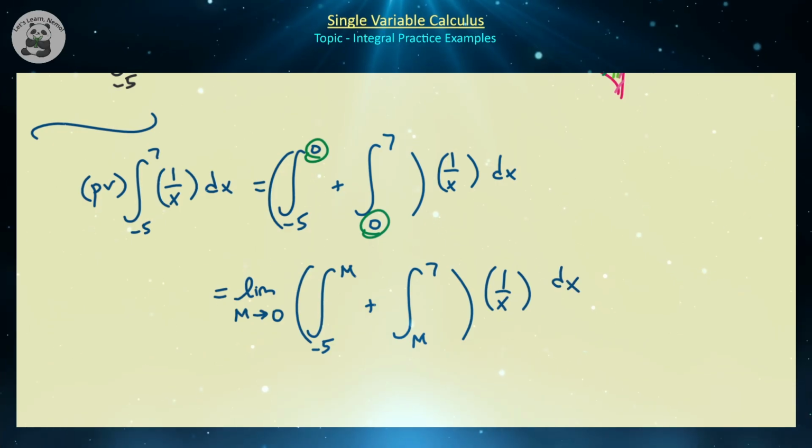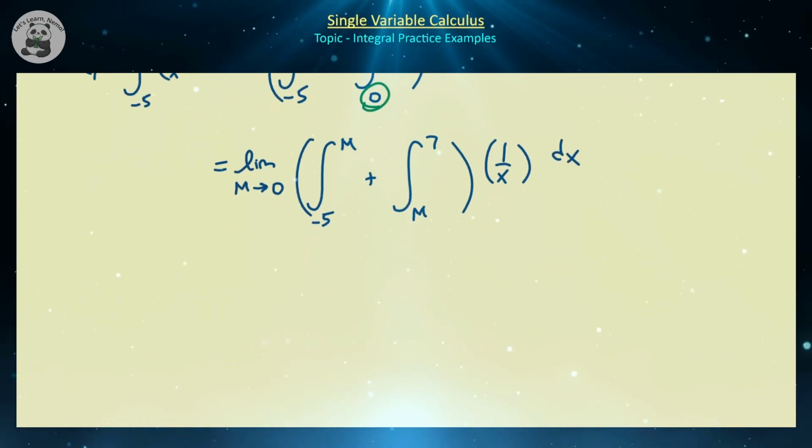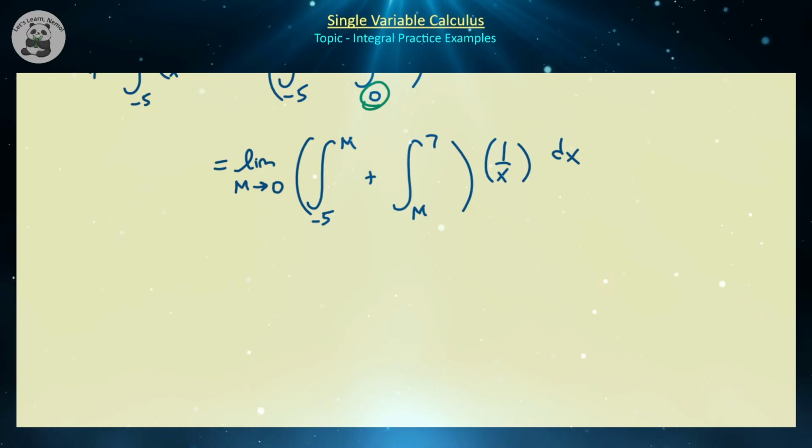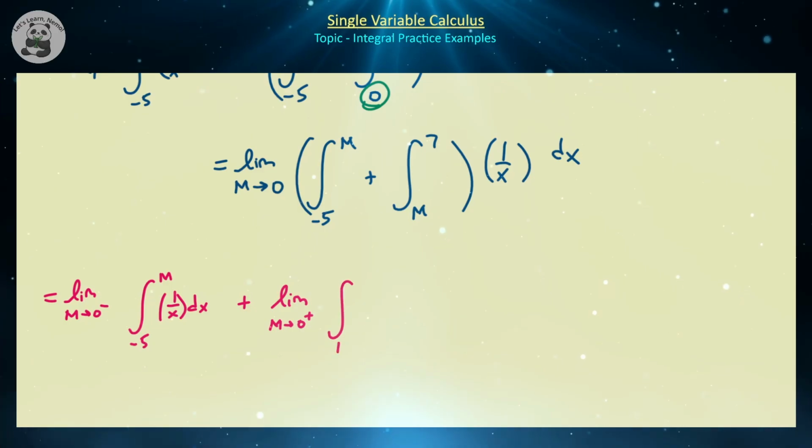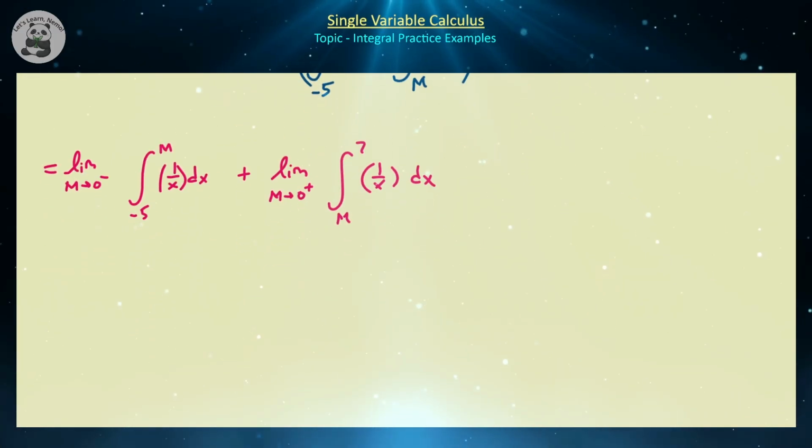Now this integral, if we just ignore that limit part, actually has a very nice answer. Let's write this in a more formal way: the limit as m approaches 0 from the left of the integral from minus 5 to m of 1 over x dx, plus the limit as m approaches 0 from the right-hand side of the integral from m to 7 of 1 over x dx. This would probably be the more formal way of writing what I was writing.